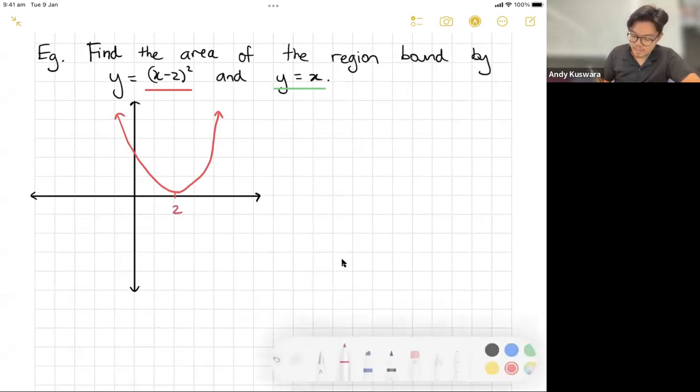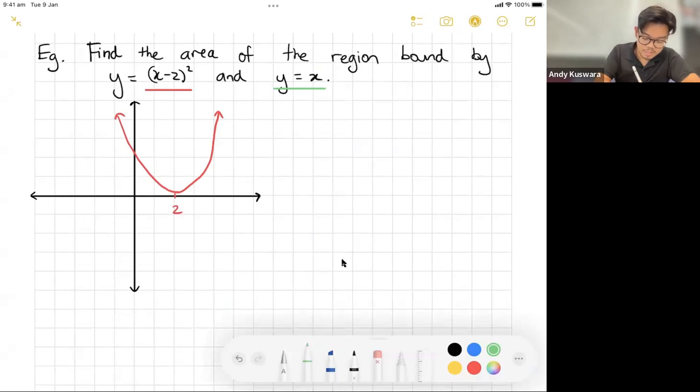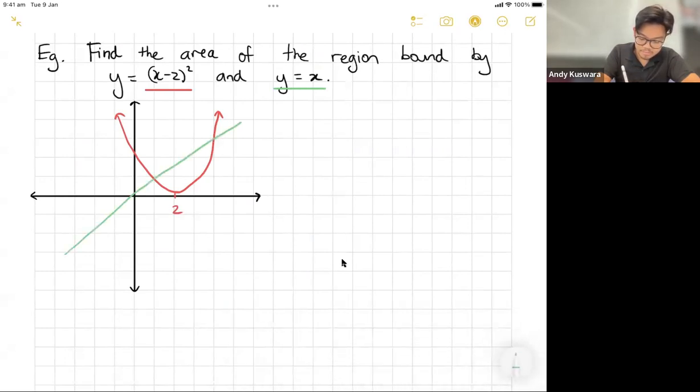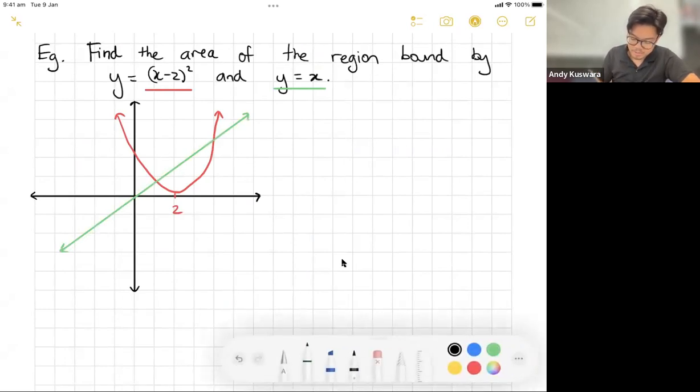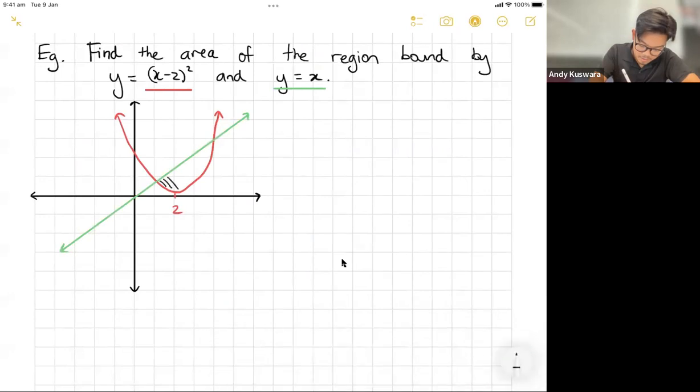All right, and then we've got this y equals x line, which is our nice straight line, going straight through. And the area of the region that's bound by these is actually going to be this guy in here. That area right in there. Now we've sketched it. The next thing we need to know is what these points of intersection are, because that's going to tell us where we need to integrate.